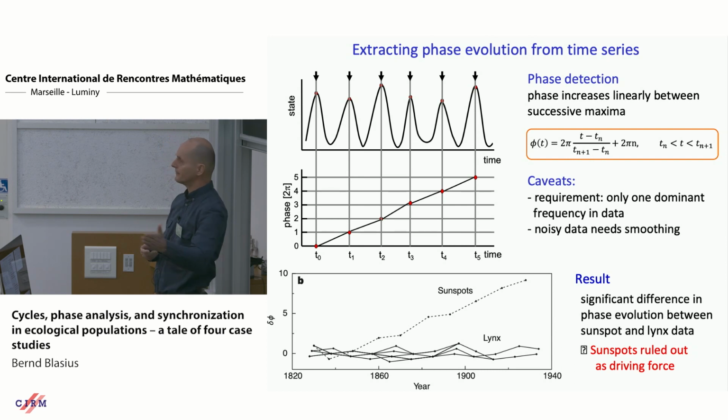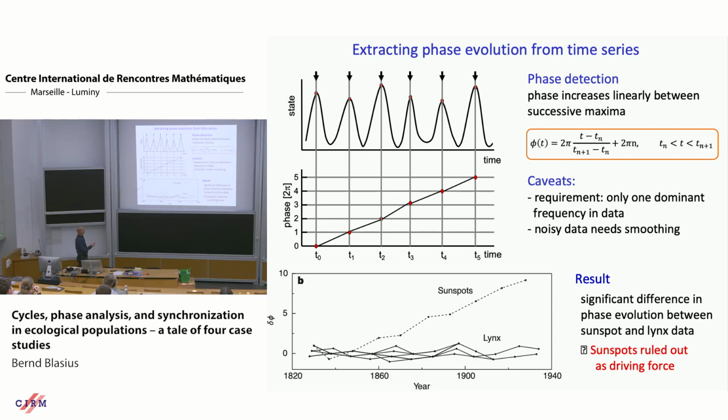We have phase evolved by 2 pi, interpolate by a straight line in between, and it doesn't matter really how you interpolate, because for the frequency and phase evolution, you just need the mean slope of this line over many cycles. So in this very simple way, you can extract the phase evolution of such a cycle if you have only one dominant frequency in the data. And of course, if you have noisy data, you need to smooth, because otherwise you don't know what your peak is. I mean, there are some details in the analysis, but it's a very simple approach.